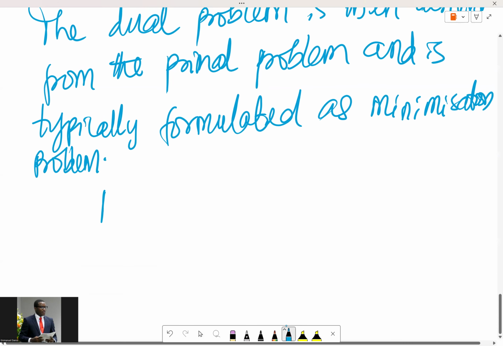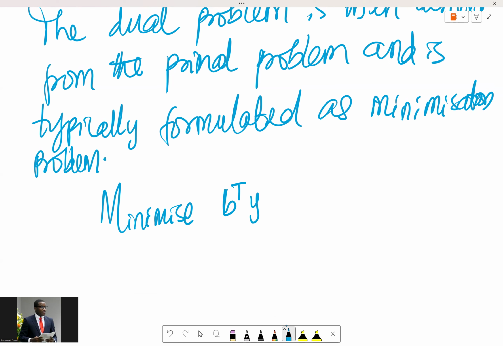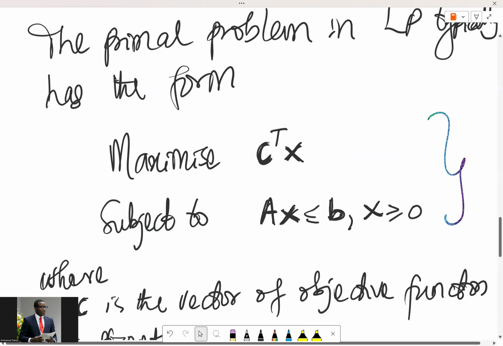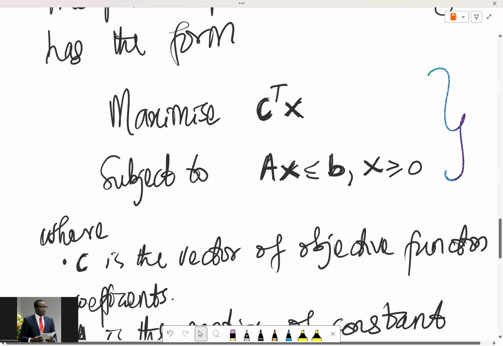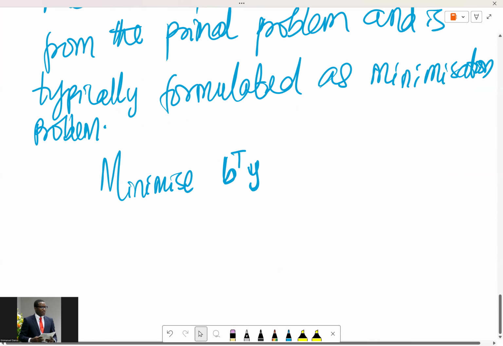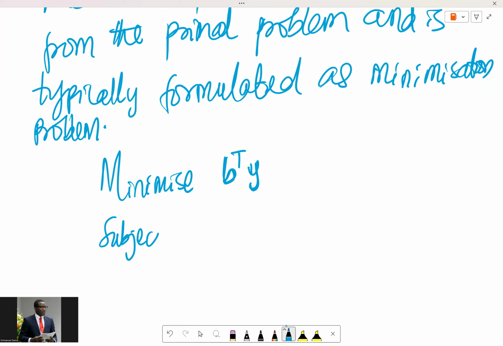Which is like this. You have to now minimize B transpose Y. If you pay attention, it's now B transpose Y. So we have new decision variables Y instead of X like before. But this B is still the same. It's a new kind of B actually, but when we do it explicitly, you'll understand what it is.